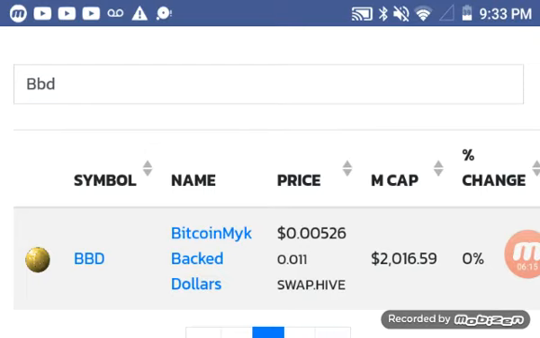Once you've got that wallet, you're going to be able to purchase the BBD coin on this Dex and place it in your Hive wallet. So it's a fairly easy process.